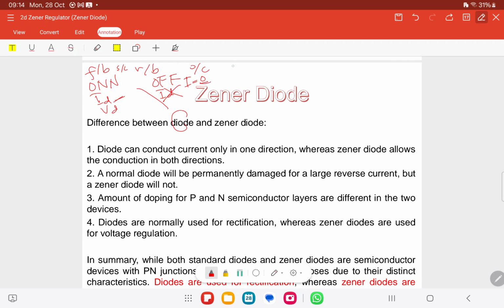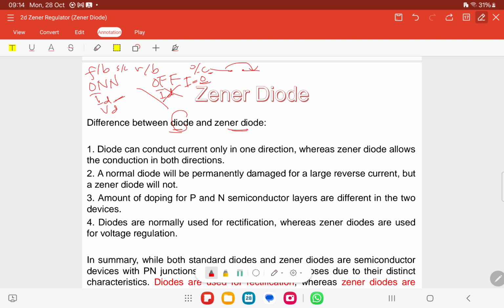If I equals 0, it means it is open. When it is open, it is broken and current cannot pass. There is no bridge. So for an open circuit, current must be 0. That one is for the normal diode.